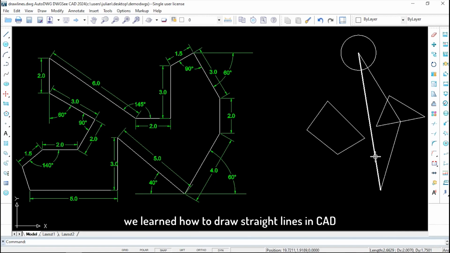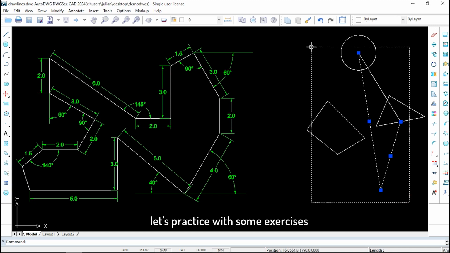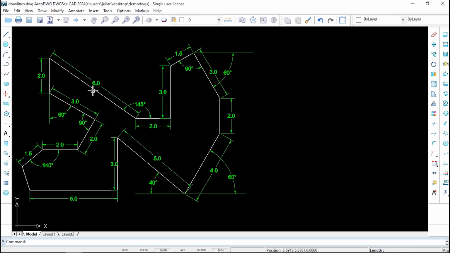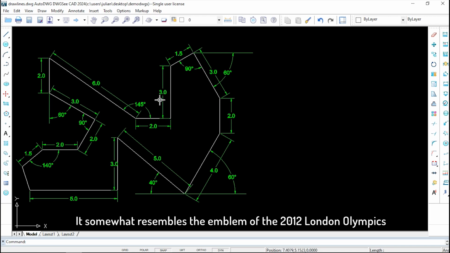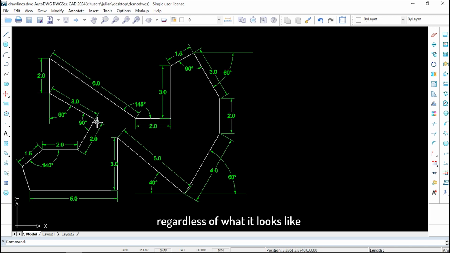In the last lesson, we learned how to draw straight lines in CAD. Now, let's practice with some exercises. Our reference drawing is the one on the left, with a zigzag geometric pattern enclosed by lines. It somewhat resembles the emblem of the 2012 London Olympics. Well, regardless of what it looks like, to draw this shape, we need to observe its dimensions carefully.